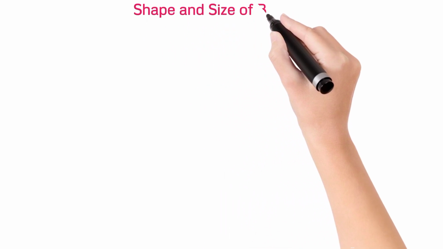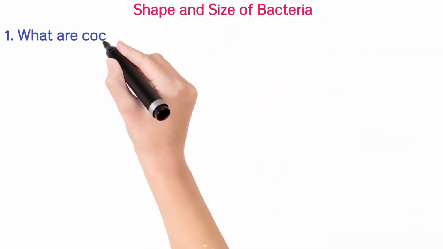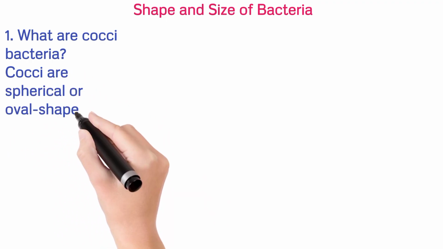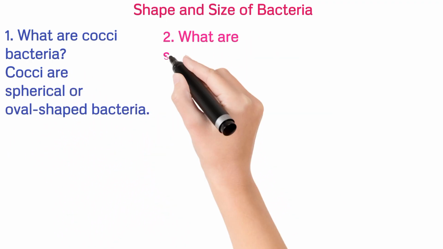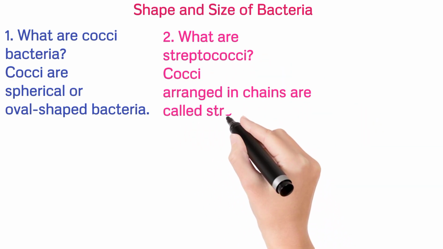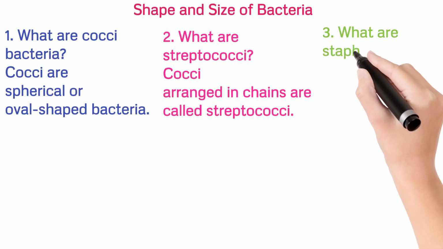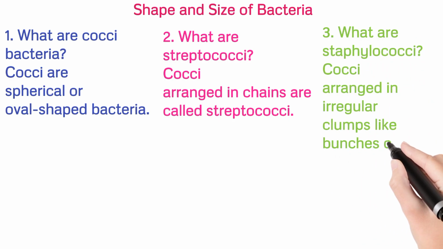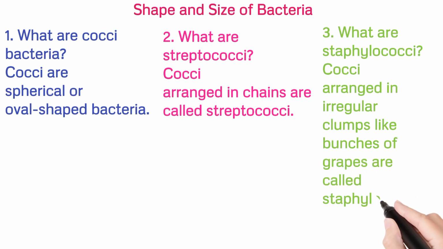Shape and size of bacteria. 1. What are Cocci bacteria? Cocci are spherical or oval-shaped bacteria. 2. What are Streptococci? Cocci arranged in chains are called Streptococci. 3. What are Staphylococci? Cocci arranged in irregular clumps like bunches of grapes are called Staphylococci.